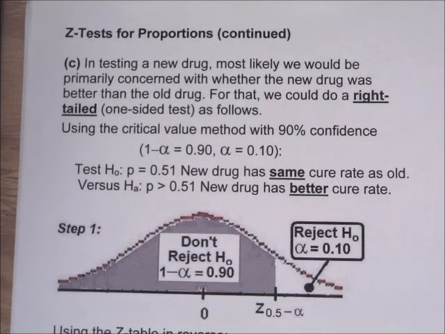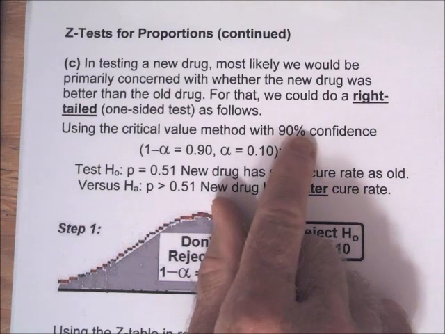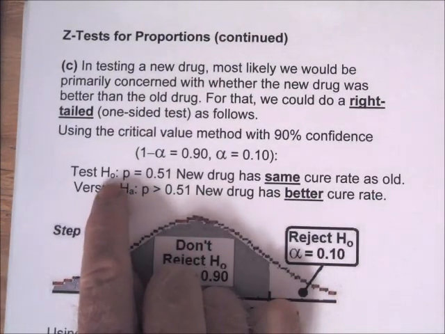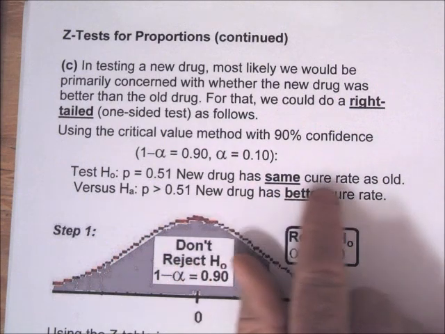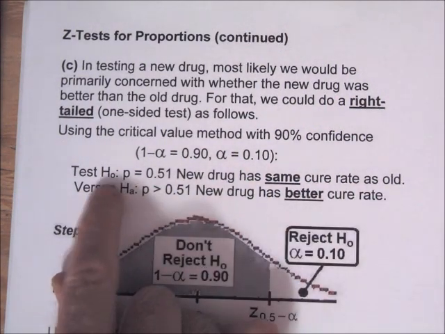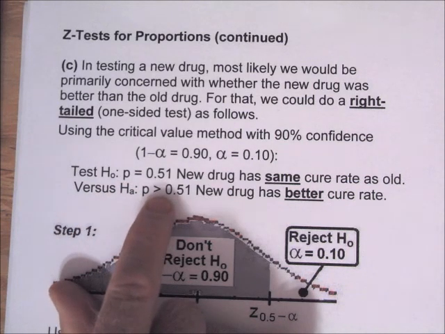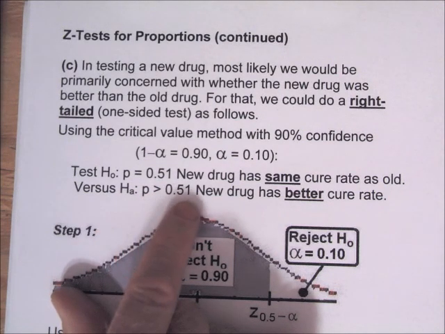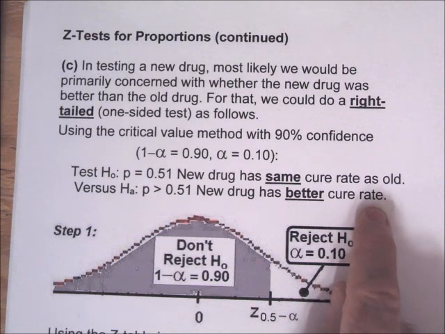Now, in testing a new drug, most likely we're primarily concerned about whether the new drug is better than the old. And for that we could do a right-tailed test. Again, we'll keep the same level of confidence. We want to test H0: p equals 0.51, the new drug has the same cure rate as the old. That was the same as the hypothesis we had before, but the alternative, instead of having the not equal to symbol, will have a greater than symbol. So alternative HA: p is greater than 0.51, the new drug has a better cure rate than the old.